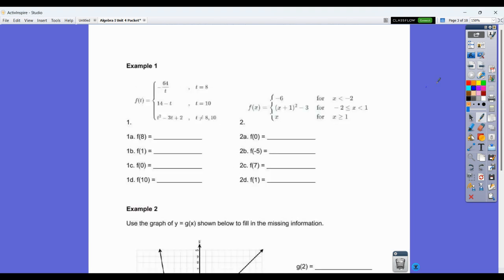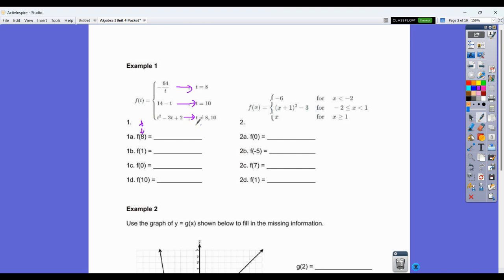Okay. Now, our examples here for piecewise is just evaluating them, is understanding them. We have an f of t function over here, and then we have an f of a function over here. So we're going to use this f of t function over here for all of question 1. So it says f of 8. Now, if we read this piecewise function, there are 3 different pieces to it, and each one has its own condition. So what you actually have to do is look at the condition first.